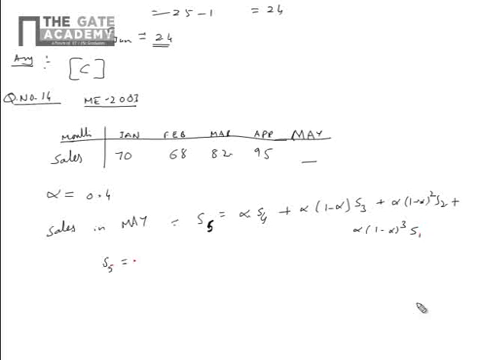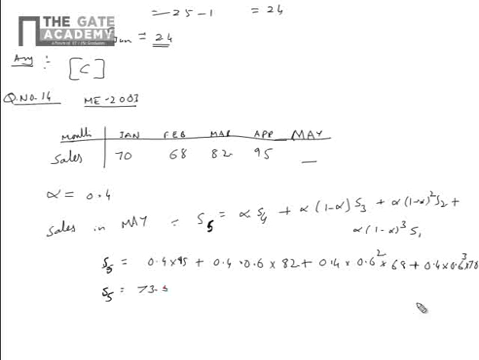Substituting the values, S5 equals 0.4 into 95 plus 0.4 into 1 minus alpha, which is 0.6, into S3, which is 82, plus 0.4 into 0.6 whole square into 68 plus 0.4 into 0.6 whole cube into 70. So S5 equals 73.52. Answer is B.